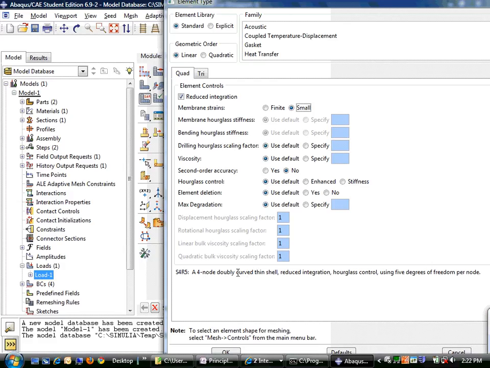If you were to do a 4-node doubly curved thin shell, so if you click on reduced integration and small strains, then the element type changes to S4R5, which is a doubly curved thin shell element. Now this is important because for the thin shell element, this element is using the Kirchhoff-Love plate theory.